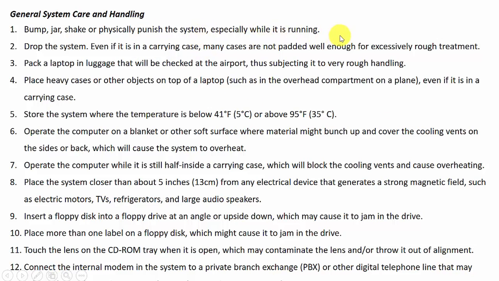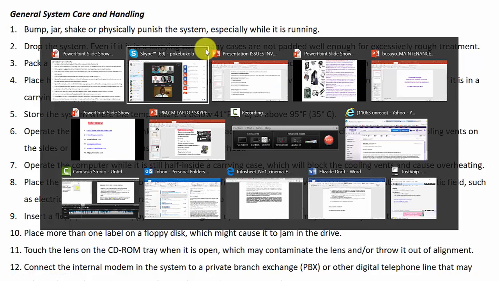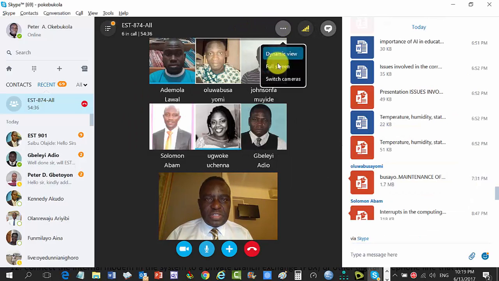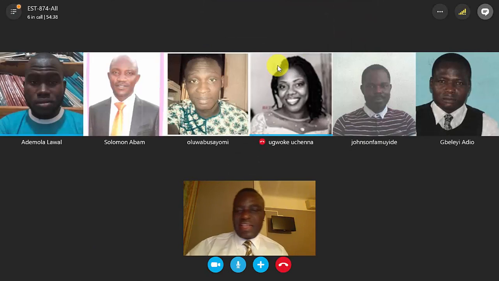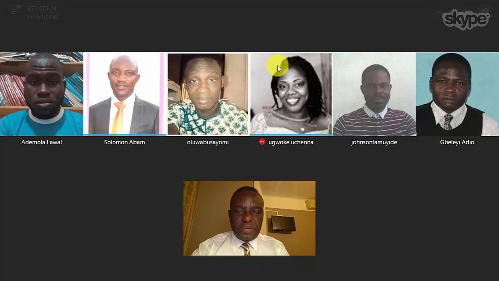Is that how you care for it? Drop the system if it's a carrying case. So that's what Madam Uchenna is saying. Because it's antithetical to what you should do, just the exact opposite of what you should do to maintain the laptop. Don't worry, you answer everybody together.